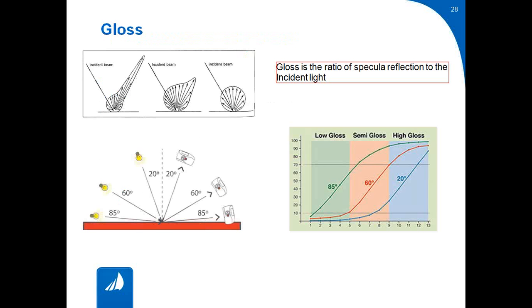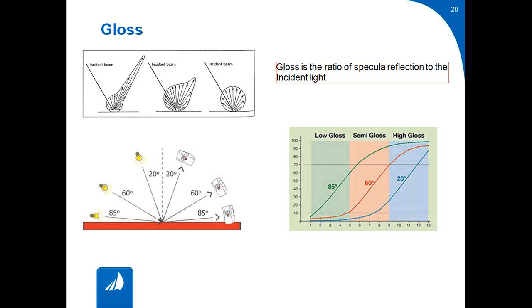So what is a gloss? Gloss is a ratio of specular reflection. So light coming in, going out, this is a high gloss material, this is a little less gloss, this is a very low gloss material. And the gloss is normally tested at 20, 60 and 85 degrees. There are standards where they are testing at 45 degrees also.